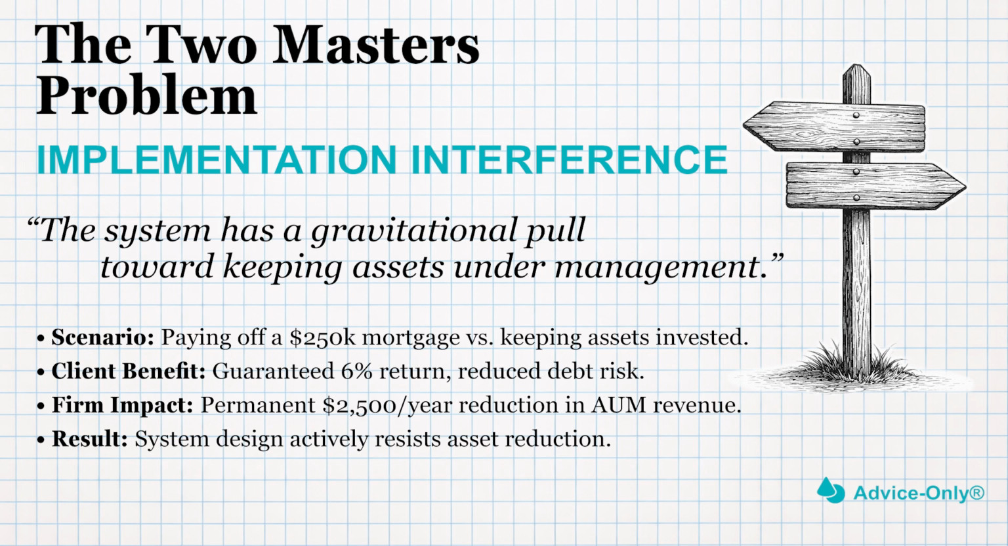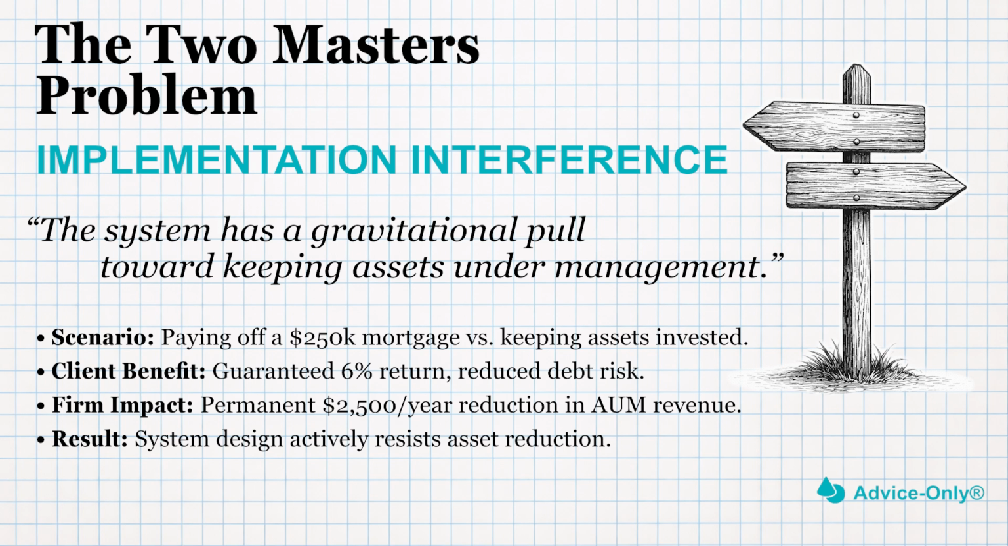Now imagine that same client working with a firm that charges 1% of assets under management. If the client uses $250,000 to pay off the mortgage, the firm loses $2,500 a year in revenue. Every single year. Forever. No one has to say that out loud. The system knows. The spreadsheet knows. The revenue projection knows. So now ask yourself, what kinds of recommendations will that system be naturally better at making?